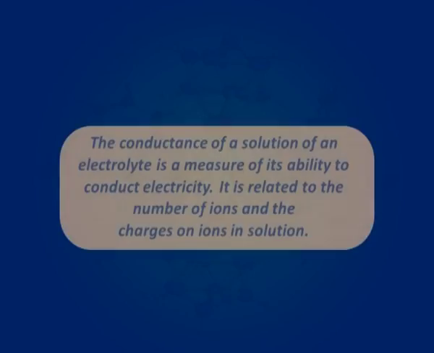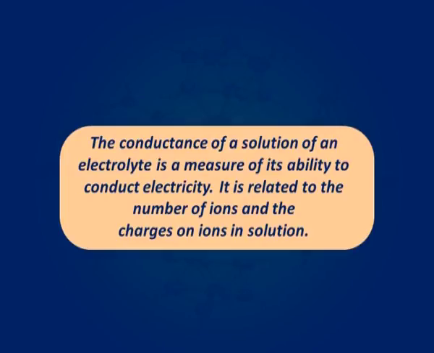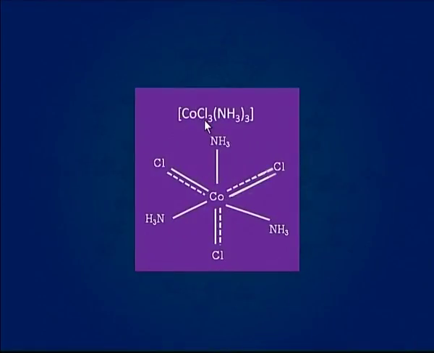The electrical conductivity or conductance of solutions containing the complexes provides additional confirmation of the correctness of Werner's view. So, let us define conductance of a solution. The conductance of a solution of an electrolyte is a measure of its ability to conduct electricity. It is related to the number of ions and the charges on the ions in solution. For example, when [CoCl3(NH3)3] is dissolved in water, the compound behaves as a non-electrolyte. There are no ions present because the Cl minus ions are part of the coordination sphere.